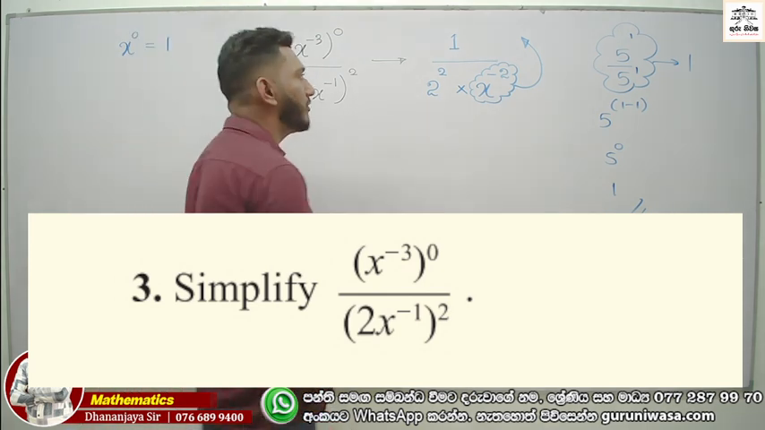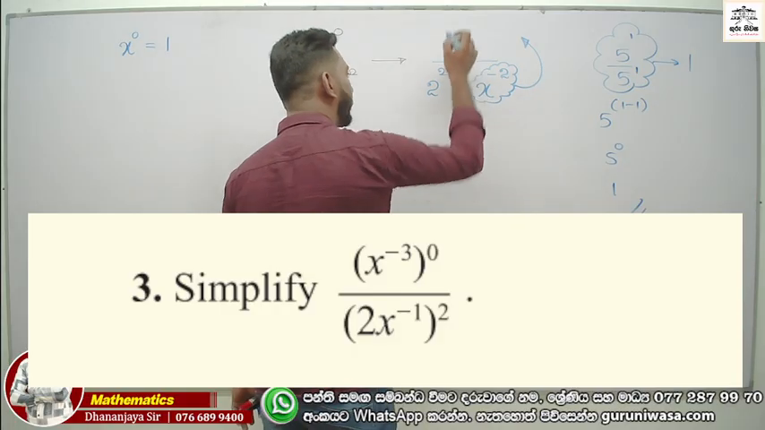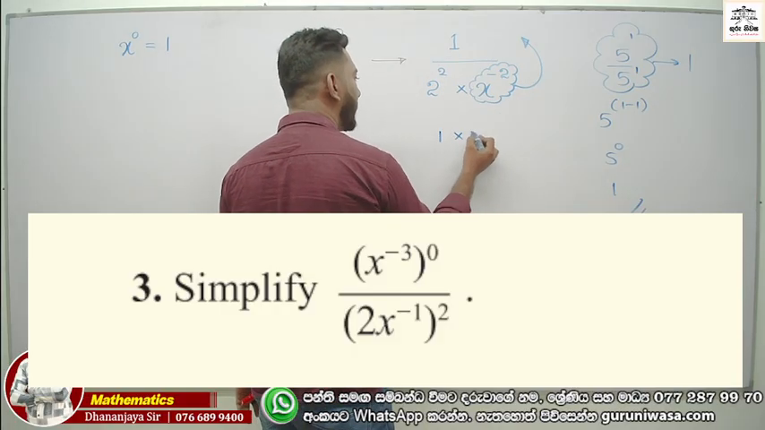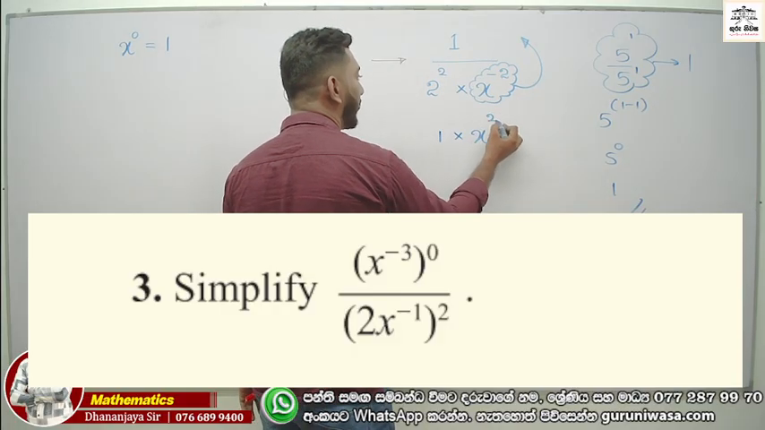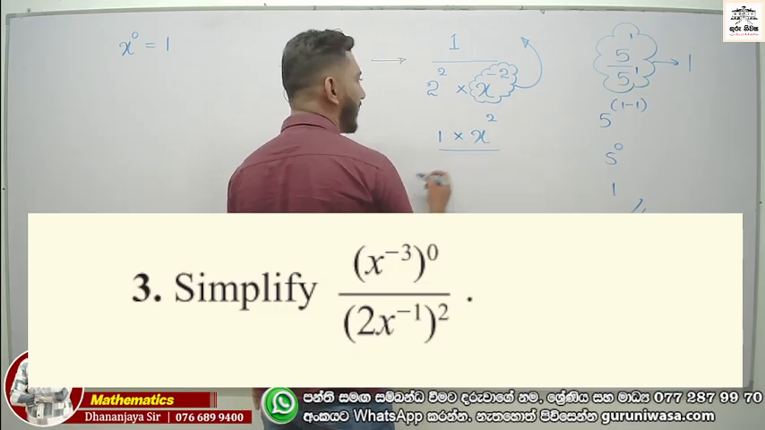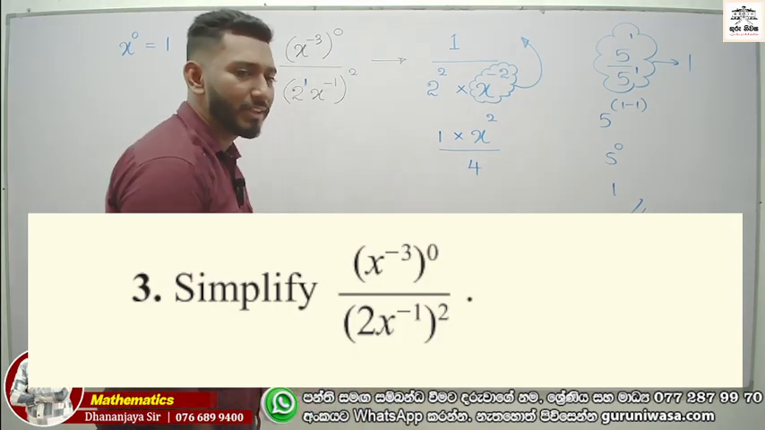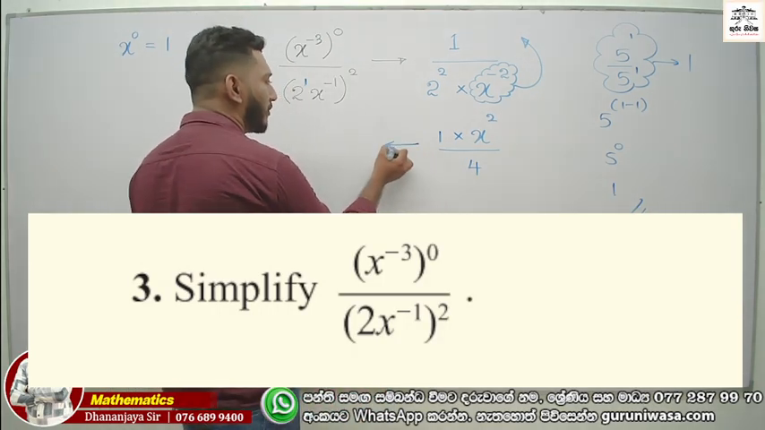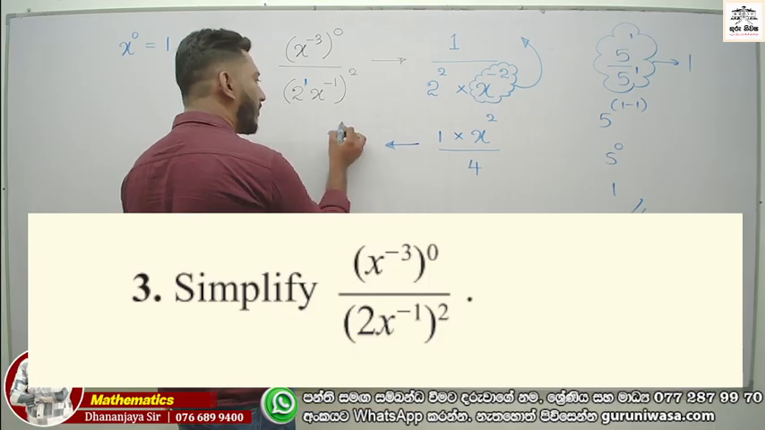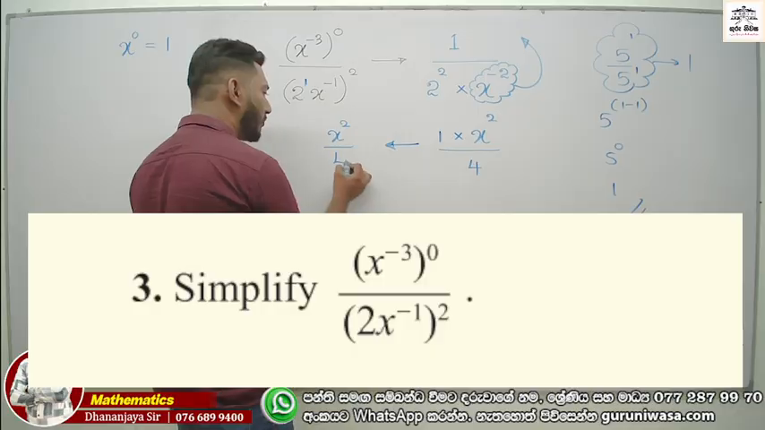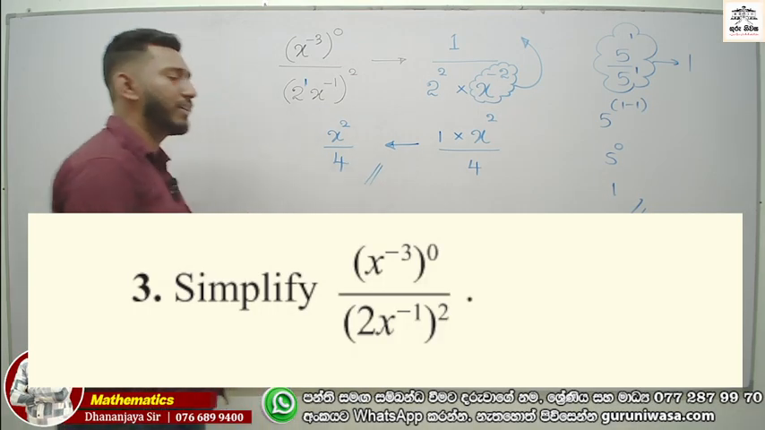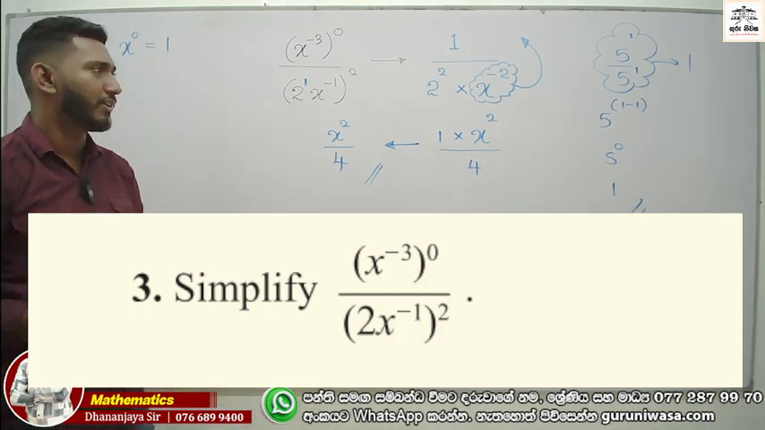Right. Now what to do? Now it becomes 1 multiplied by x to the power of positive 2, divided by 2 to the power of 2, which is 4. Now how to write the answer? x to the power of 2 divided by 4. That's a very beautiful answer, right?